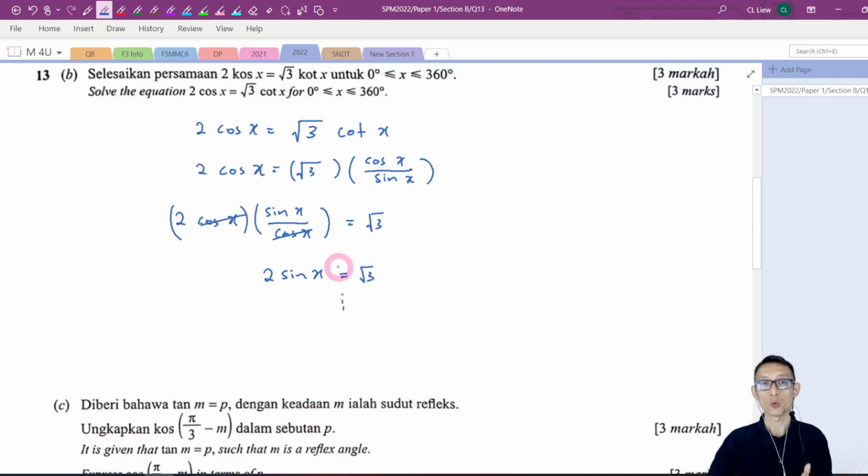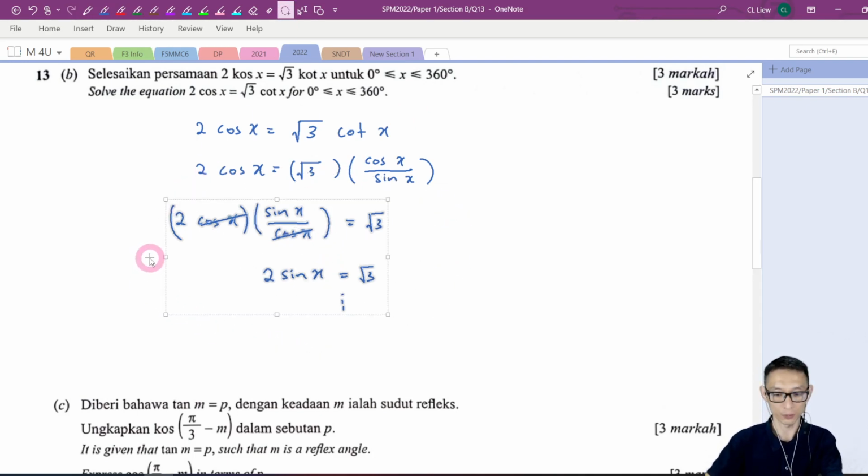If you do it this way, you only get half of the answer. For this question, you should be able to get 4 answers. But if you do it this way, you only get 2 answers. So you cannot do it this way. We need to do it another way. Okay, here you cannot simplify this way. So what I'm going to do is, let me start from here.